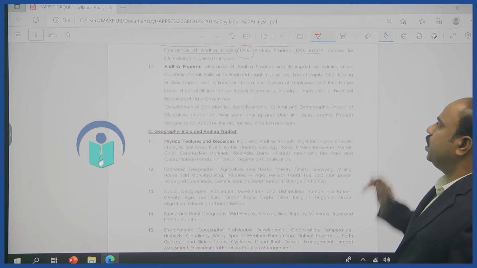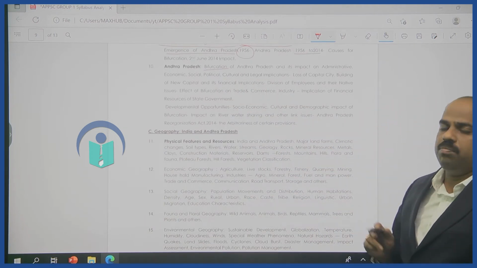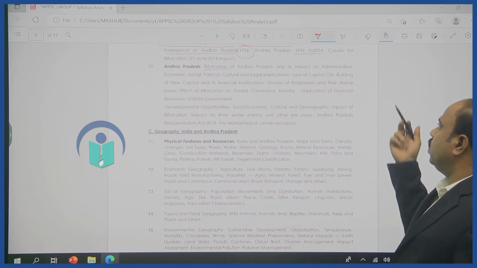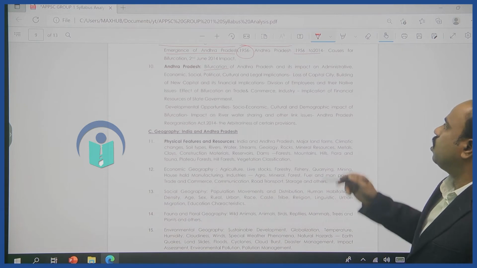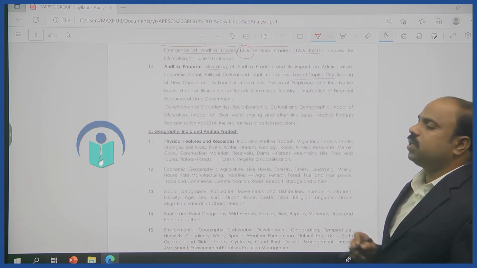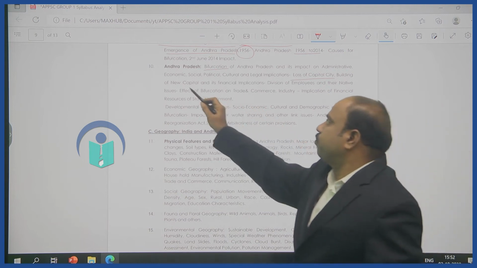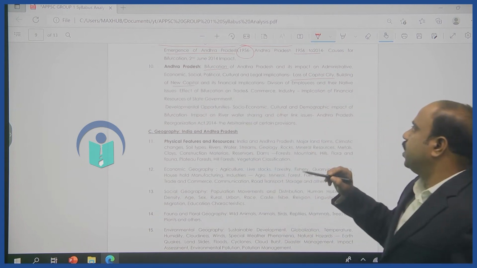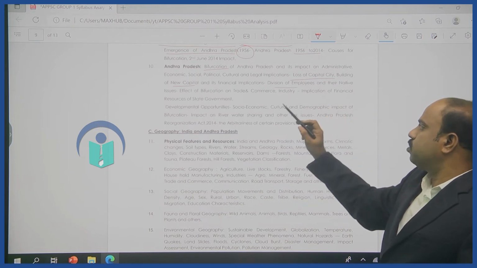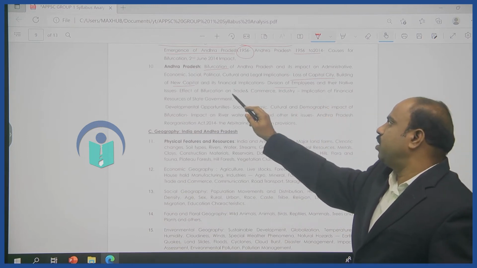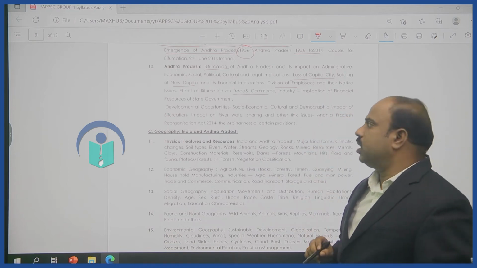The next, Andhra Pradesh, okay, about the Bifurcation Act of Andhra Pradesh and its impact on the economy as well as on the administration, socio-political, cultural, legal implications, loss of capital city, and building of a new capital and its financial implications, division of employees and their native issues, effect of bifurcation on trade and commerce, industry, implication on financial resources of the state government.